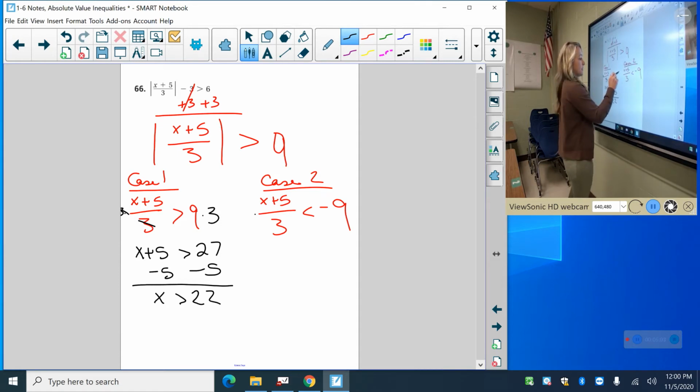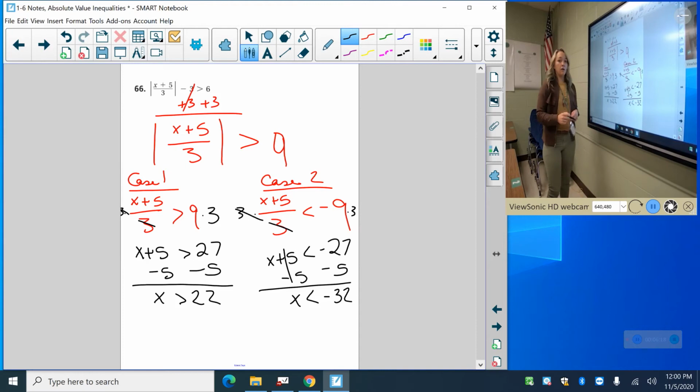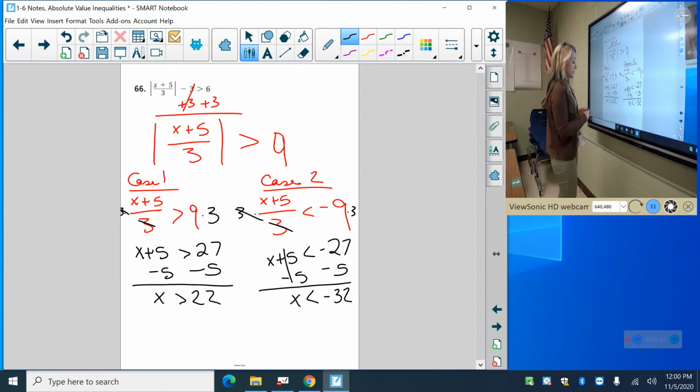Solve this side. Multiply both sides by 3. I have x plus 5 is less than negative 27. Subtract 5. X is less than negative 32. Now that I have both of my inequalities, I have to decide, do I have an and or an or situation for my final answer? So I'm going to go ahead and graph it.